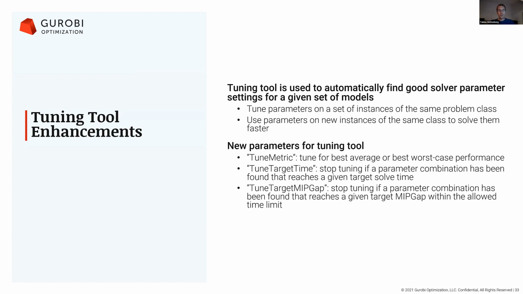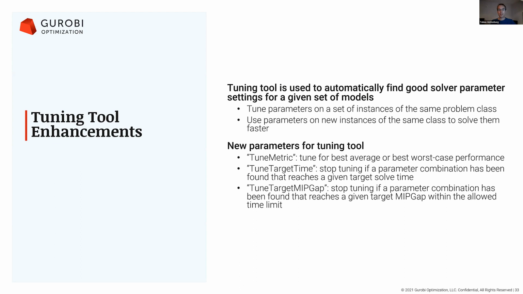So there are a number of new parameters to control the tuning tool. The first one is the tune metric. Typically what the tuning tool would do, and this is what it would do in older versions, is try to find parameters that give you the best average runtime over your set of models. But now you can also set the tune metric to a different value so that it would try to find parameters that give you the best worst-case performance. So that would minimize the maximum time used to solve your models. That would be a way where you want to hedge against bad cases.